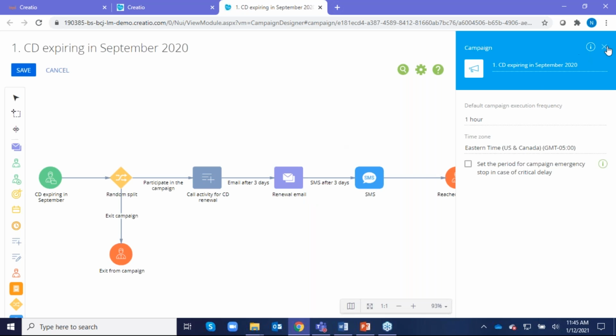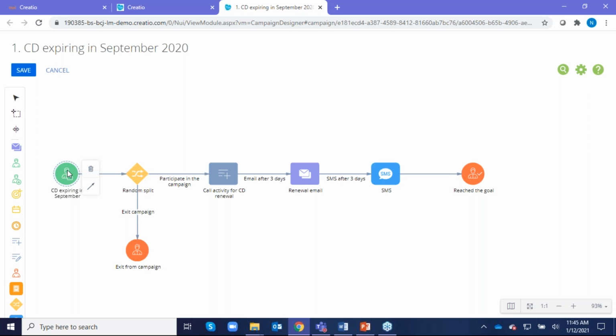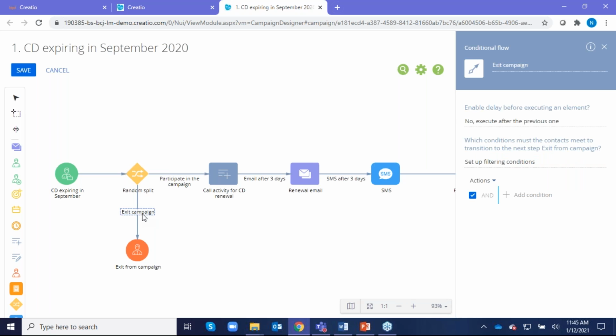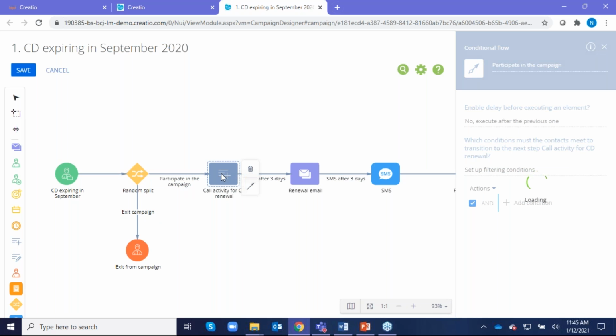So what we're doing here is picking up all of our customers whose CDs are expiring in the month of September, and then using the random split, which you can download from our marketplace, we're going to let Creatio automatically split people up by a certain percentage. So we're saying that we're going to take, say, 100 people whose CDs are expiring in the month of September. Only 50 of them will be randomly picked by Creatio to participate in this marketing campaign. The other 50 will automatically be taken out of the campaign without you having to do anything. Then, if you notice, we are actually calling a business process, right?